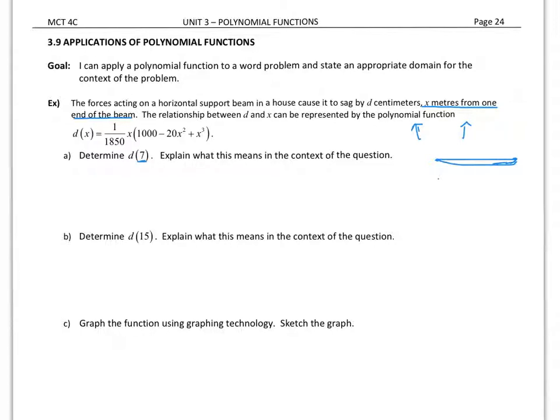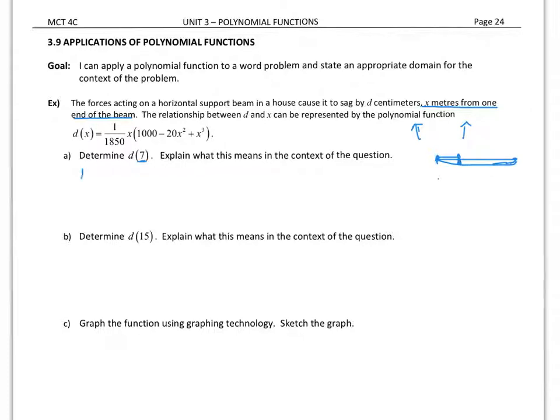All right, so this 7 is 7 meters from one end of the beam. So if this is the end of my beam, I'm just looking at what the d is, 7 meters from the end of the beam. How much is it sagging by? How many centimeters does it sag from horizontal? That's really what this is calculating.